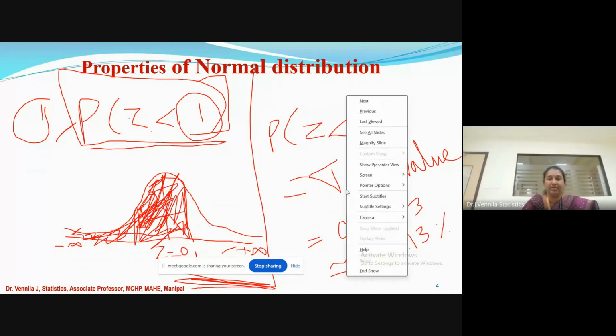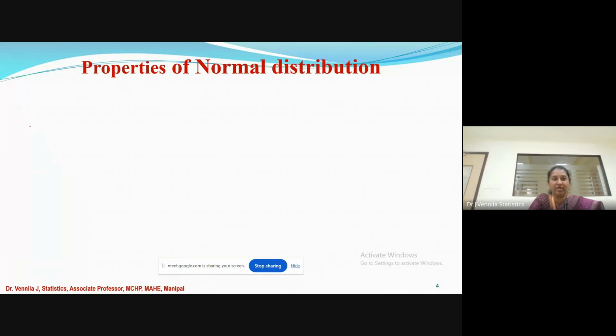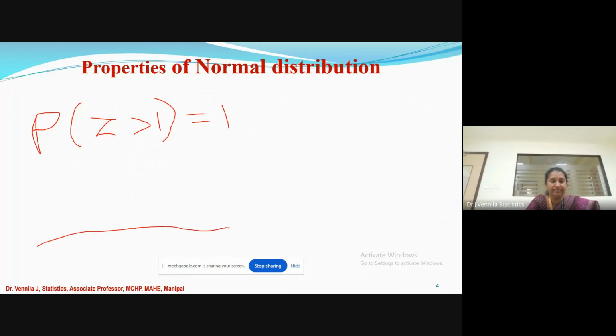Okay. Now we can go for the second one. Probability of Z greater than 1. I am taking the same problem, but the symbol is changed, greater than 1. So the probability of greater than 1 is nothing but, first I will explain with the diagram. Okay, first you can draw the diagram.